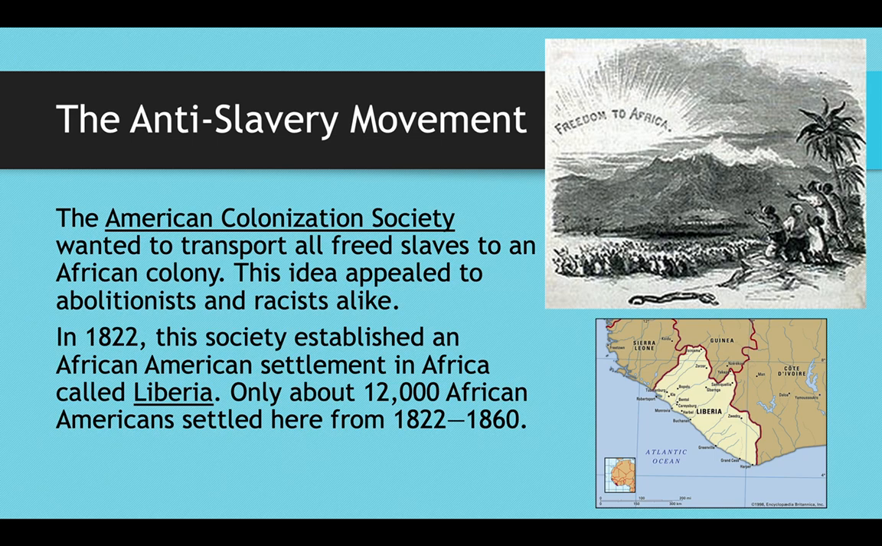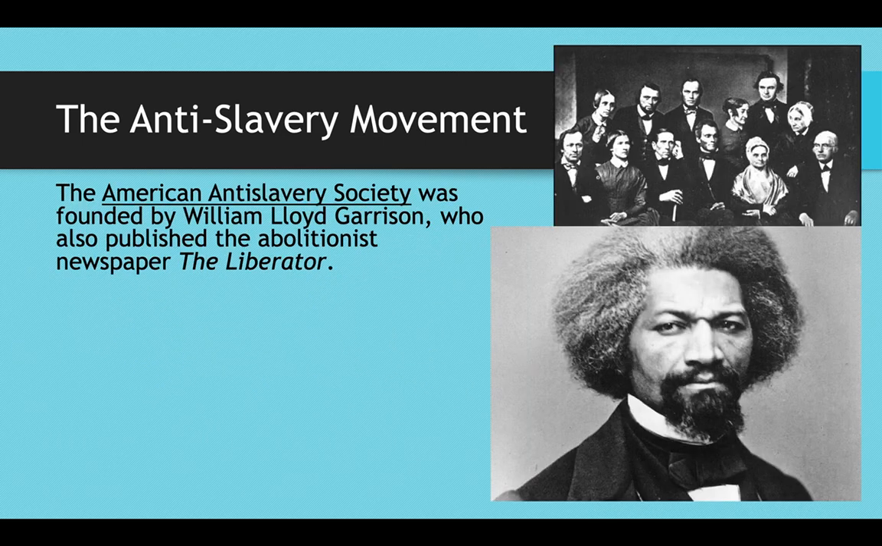Now, in 1822, the American Colonization Society established an African American settlement in Africa on the western coast, and they called this new settlement Liberia. Now, Liberia is still a country today. In fact, the capital is called Monrovia, named after James Monroe, who was president in 1822 when Liberia was founded as a colony. Now, only about 12,000 African Americans settled here from 1822 to 1860, but it was still seen as something that could be good for some in order to escape the racism of the U.S.